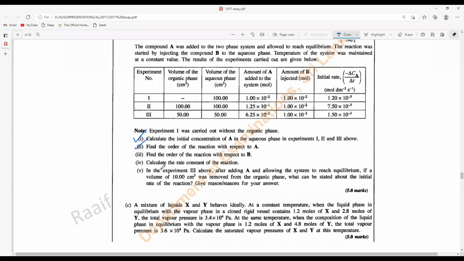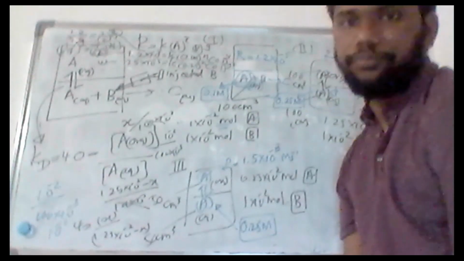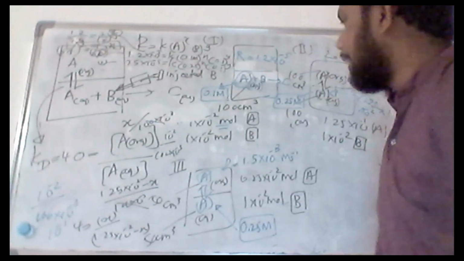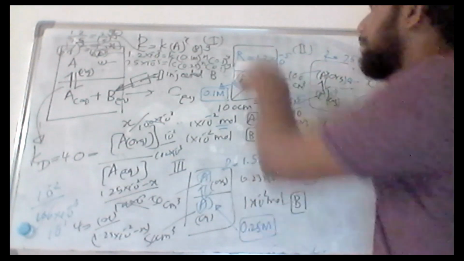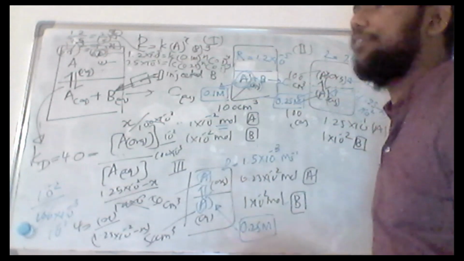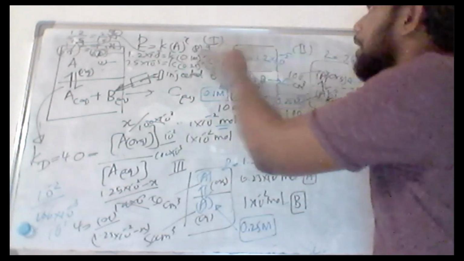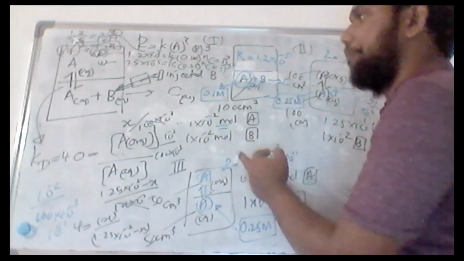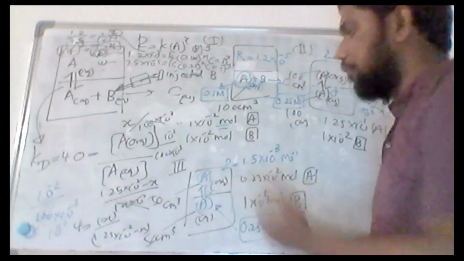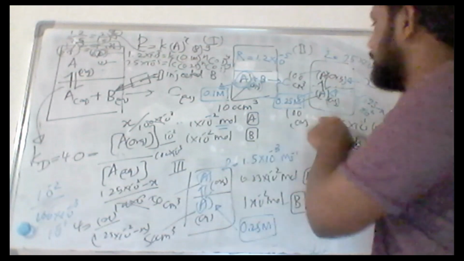So you find A, then you find B. This is the point where many students get upset, right? Because to find B here, I can use these two, experiment 2 and 3. Because for A, it was easy to find from 1 and 2 because the concentration of A is different and the concentration of B is the same, 0.1, 0.1. Then to find B, you can go with this one and this one.